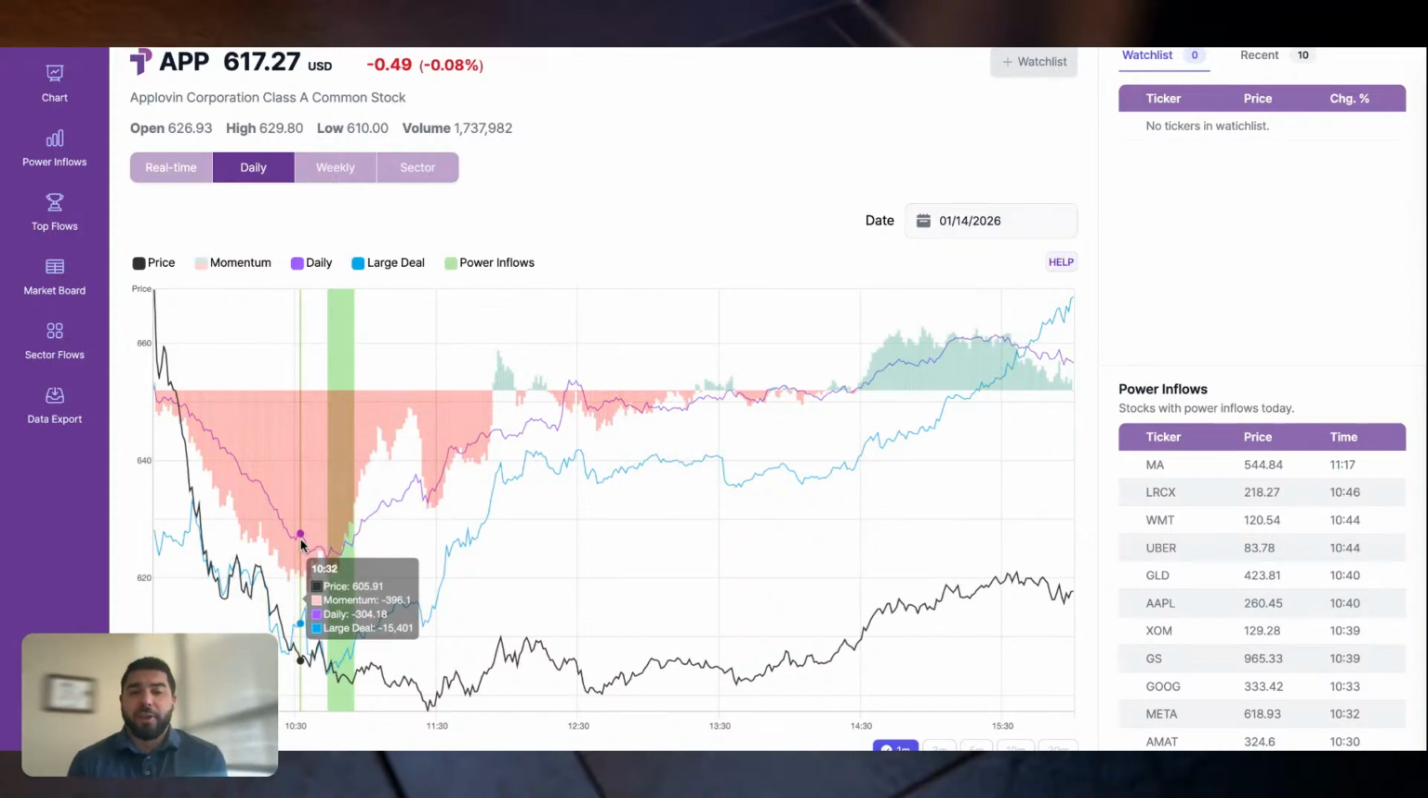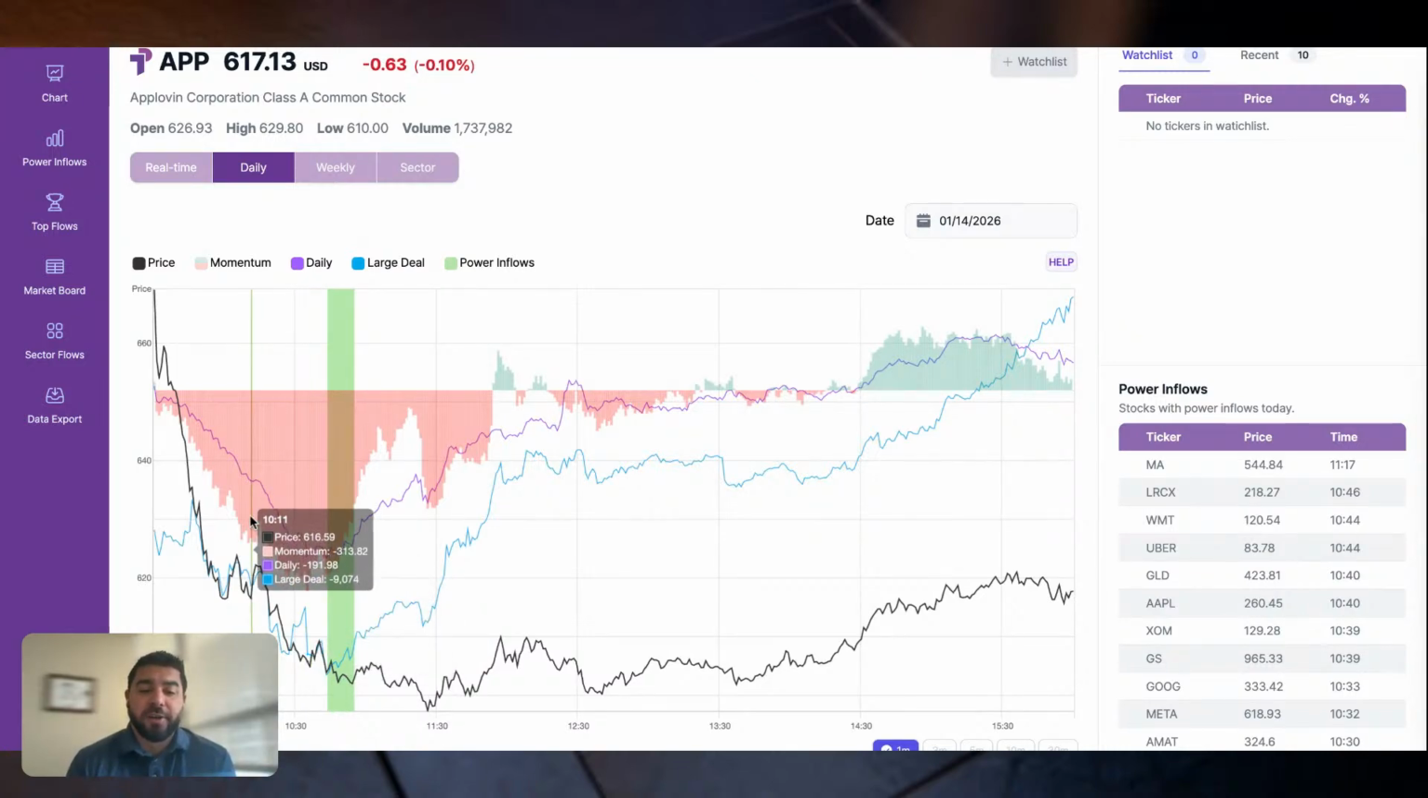So just selling on all sides of the market, essentially in the first hour or two yesterday for AppLovin. Then you see that signal that we provide came in. The power inflow signal came in just before 11 a.m. Eastern time yesterday. And again, what we're capturing there is a shift in the order flow.